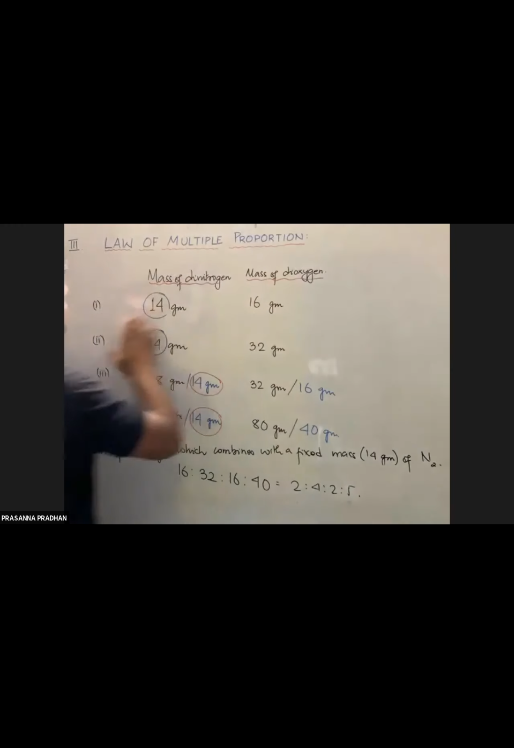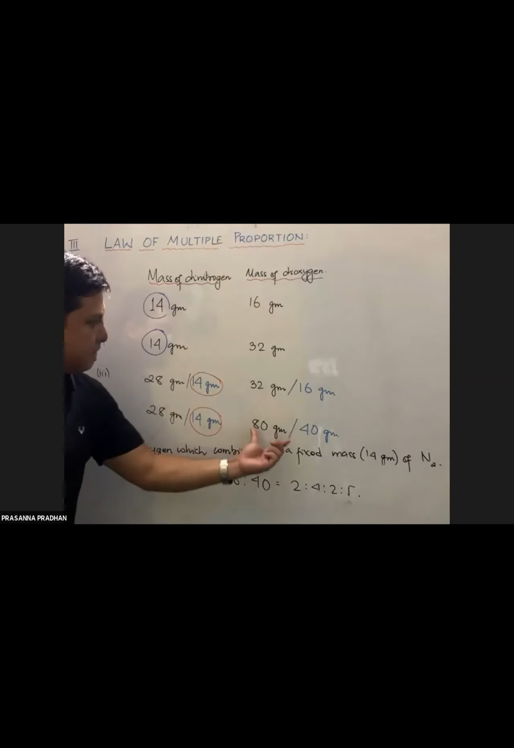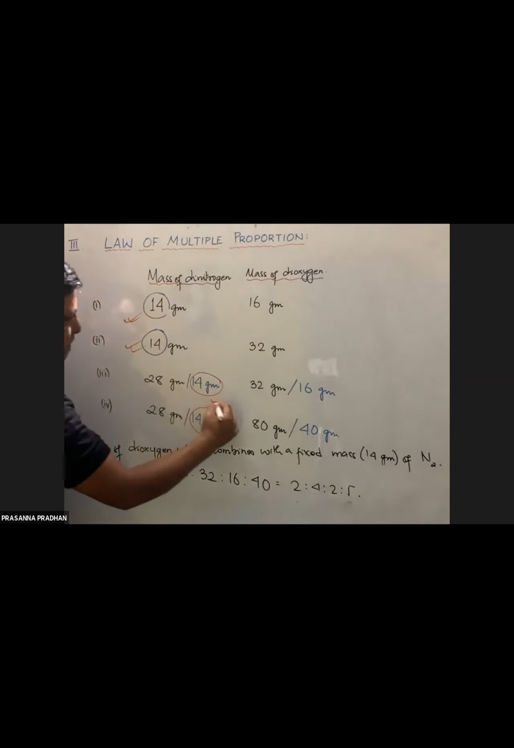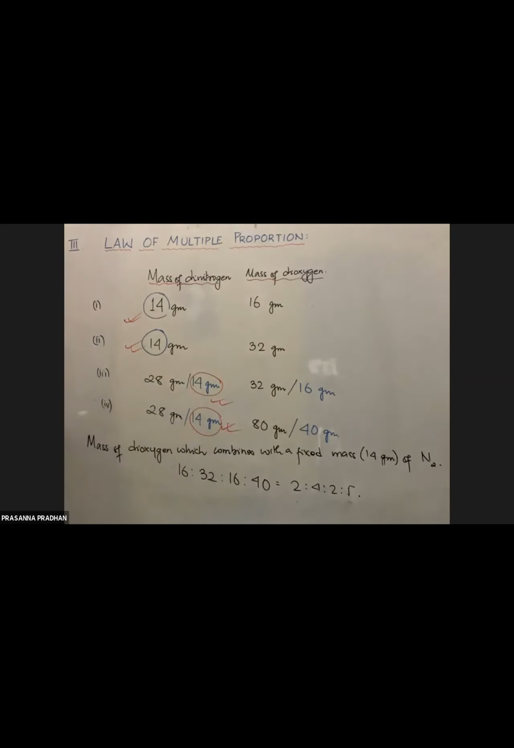So whenever two elements combine to form more than two compounds, the mass of any one element which combines with a fixed mass of another element should be a simple whole number ratio.